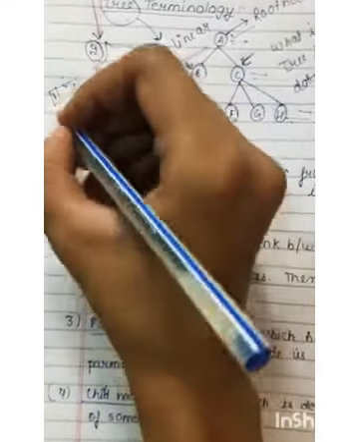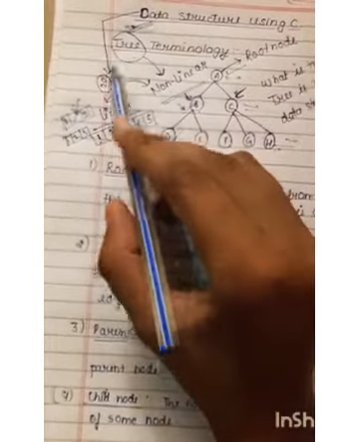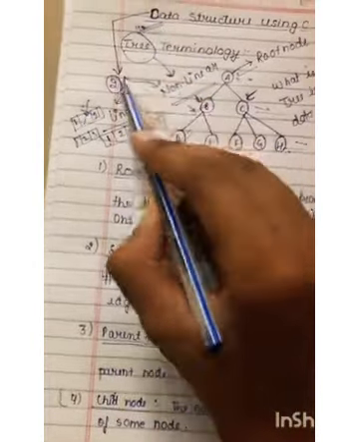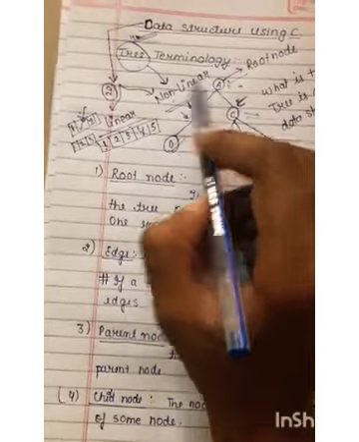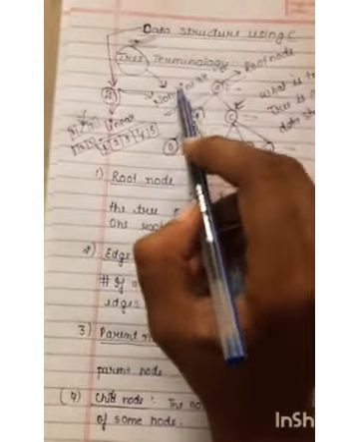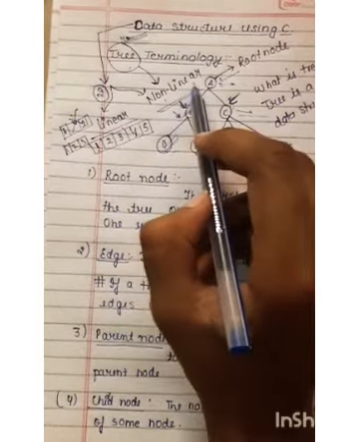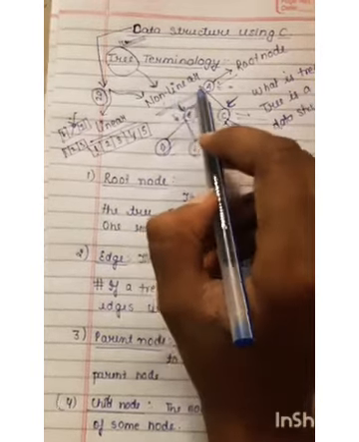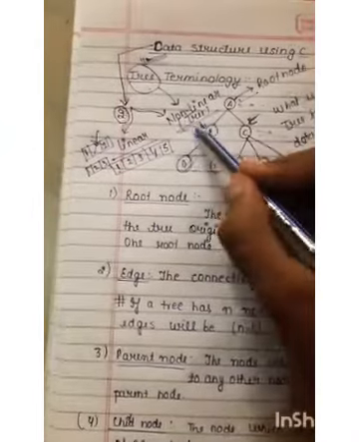Sequence-wise it will be filled, like 1, 2, 3. Like this it will be filled. This one is wrong. So sequence is very important when it comes to linear data structure, whereas in non-linear data structure, sequence is not that important. You can store the information in an unorganized manner, not in a sequential manner. That is non-linear data structure. For example, this tree. Tree is an example of non-linear data structure.